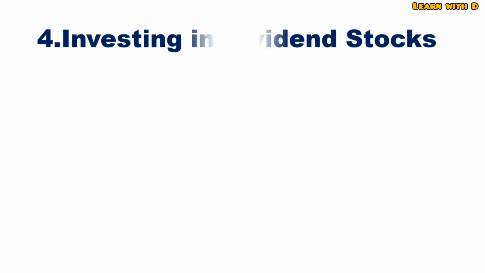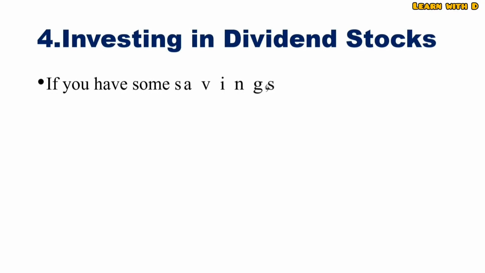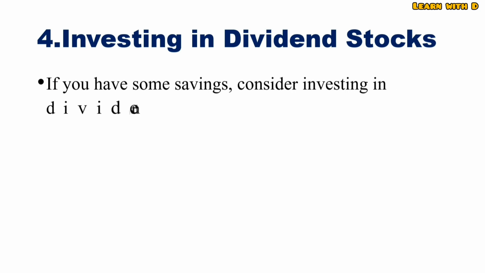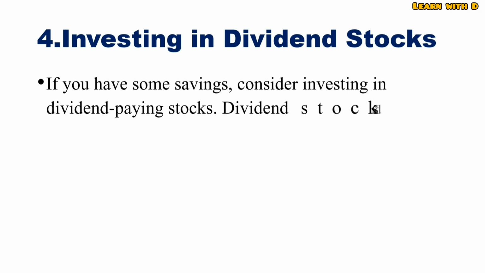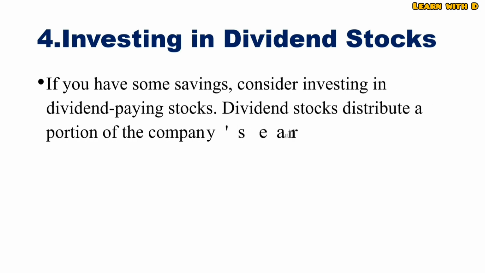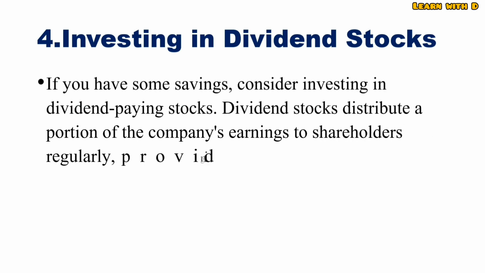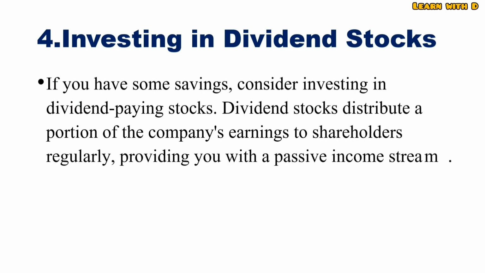4. Investing in dividend stocks. If you have some savings, consider investing in dividend-paying stocks. Dividend stocks distribute a portion of the company's earnings to shareholders regularly, providing you with a passive income stream.